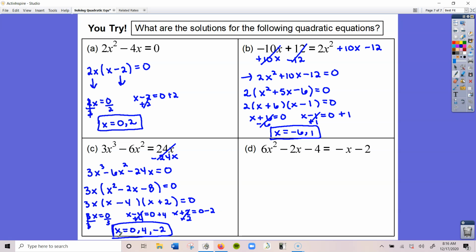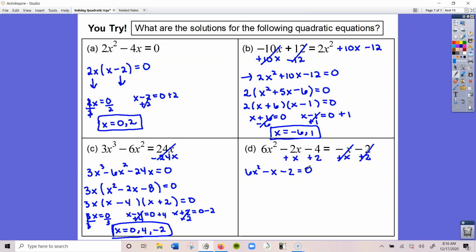Last one here, we have 6x squared minus 2x minus 4 is equal to negative x minus 2. So again, we have to set this equal to 0 first. So we're going to add the x and add the 2. And we get 6x squared minus x minus 2 is equal to 0.